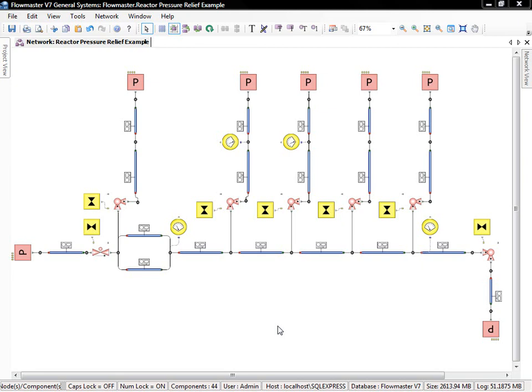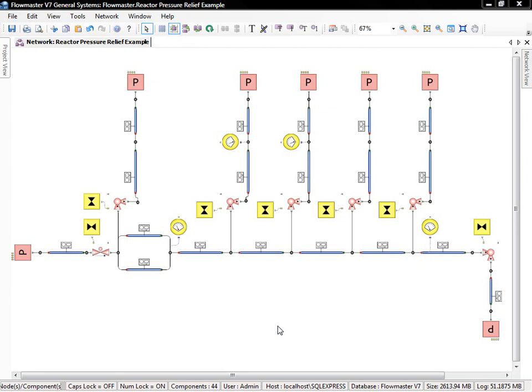Hello. In this example, we're going to take a look at how Flowmaster V7 can help you analyze your pressure relief systems. When dealing with gas systems, it is critical to incorporate pressure relief systems to ensure safe operation and to prevent possible system failure or significant downtime.